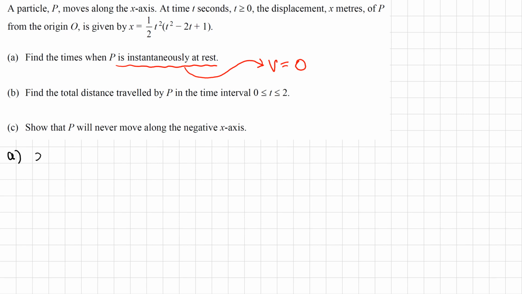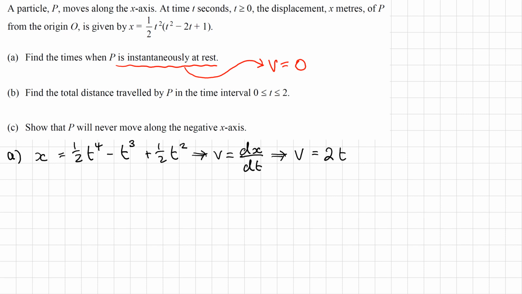So x is going to equal half t to the power 4, minus t cubed, plus half t squared. So v is going to be dx/dt. Let's differentiate and see what we get. So v will be equal to 2t cubed minus 3t squared plus t. Now remember, we want to find when v is 0. So what we're going to do is set this equal to 0.